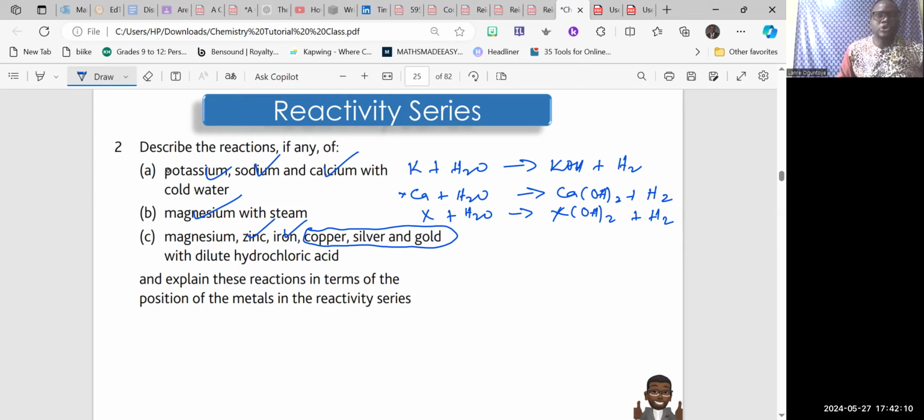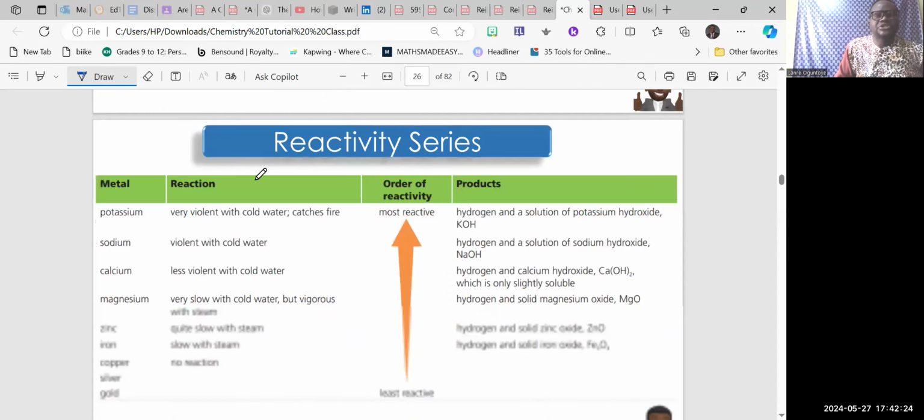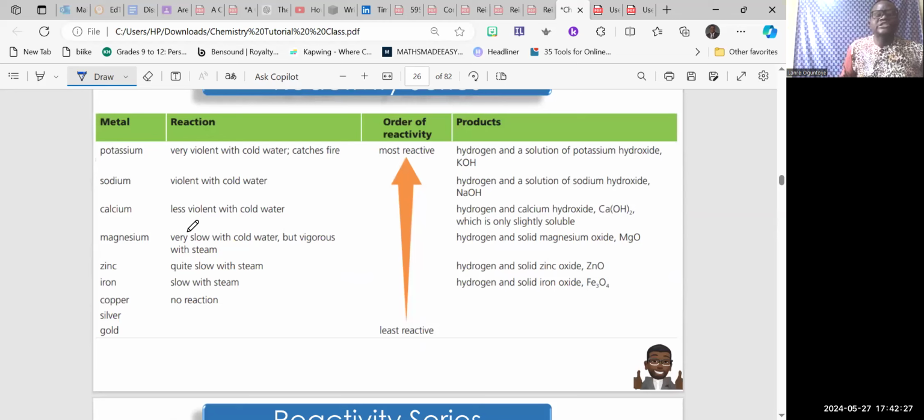So no reaction. And the same thing with what? With acid. Reaction with acid too will form what? Salt and hydrogen. As long as the metal cannot displace hydrogen, there will be no reaction because the metal is lower than hydrogen in the reactivity series. Okay, so that is what this represents.